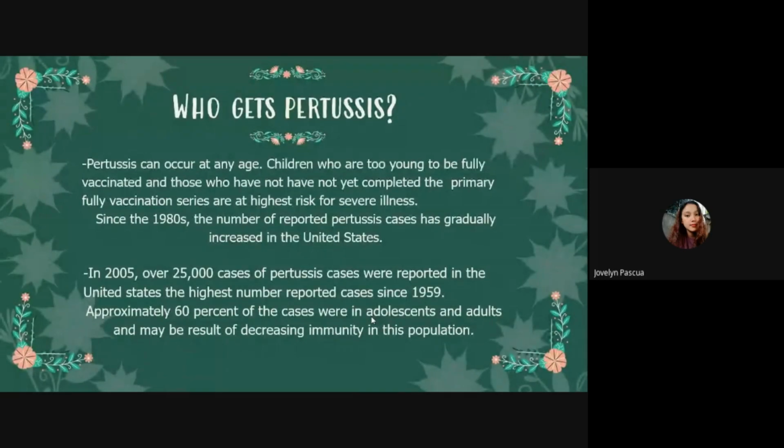Who gets pertussis? Pertussis can occur at any age. Children who are too young to be fully vaccinated and those who have not yet completed the primary vaccination series are at highest risk for severe illness. Since the 1980s, the number of reported pertussis cases has gradually increased in the United States. In 2005, over 25,000 cases of pertussis were reported in the United States, the highest number of reported cases since 1959. Approximately 60% of the cases were in adolescents and adults and may be a result of decreasing immunity in this population.